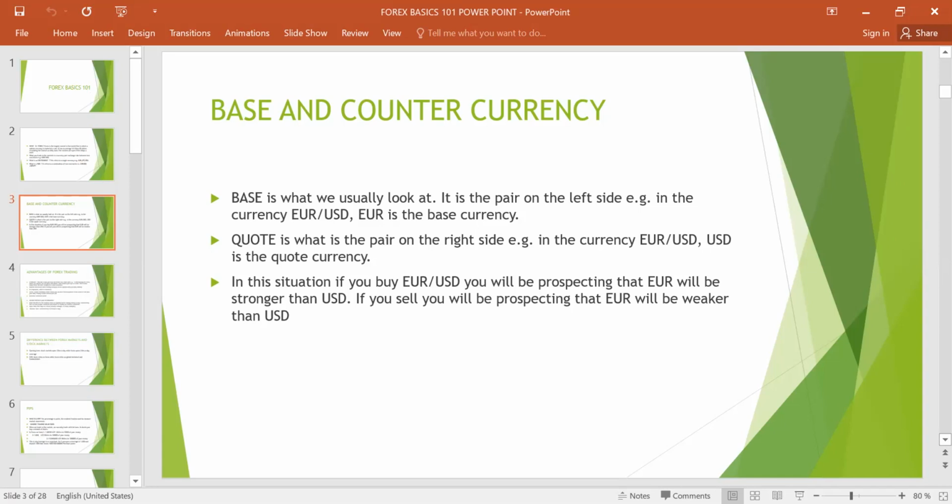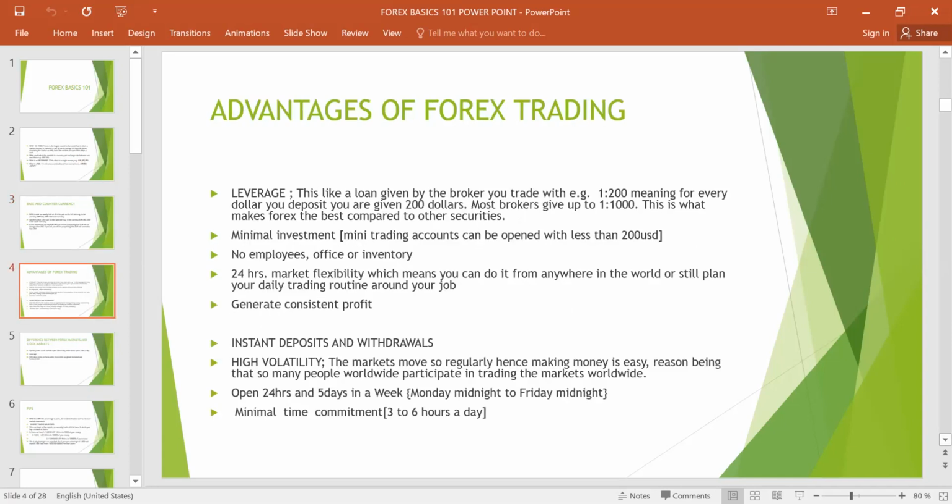You come to understand that during the analysis class, which is the next class, I'm going to show you how to look at currency strength meters so that you can decide on which trades to take.